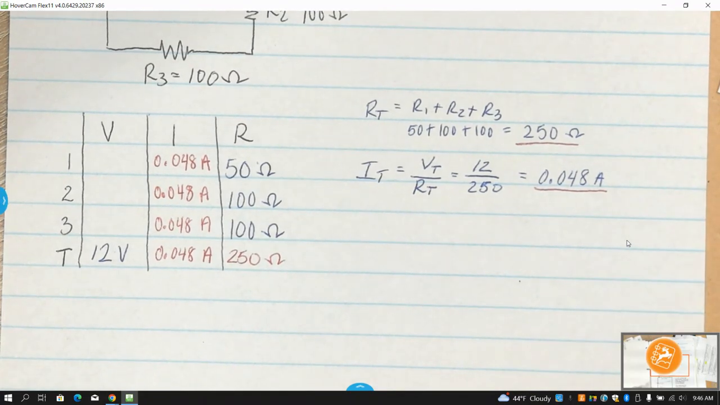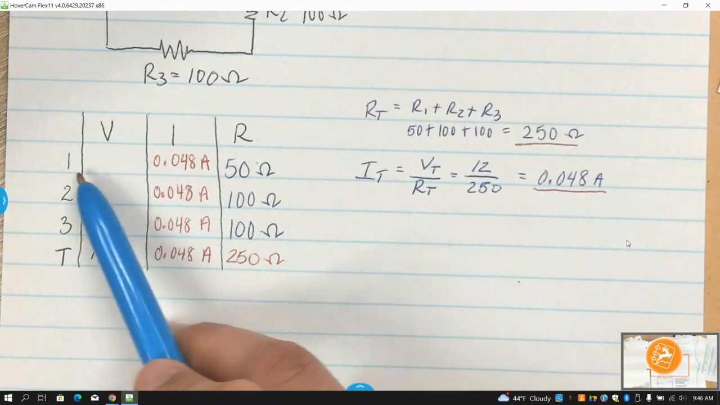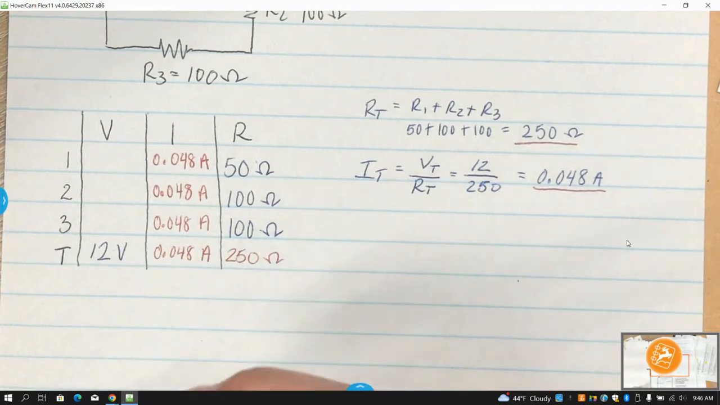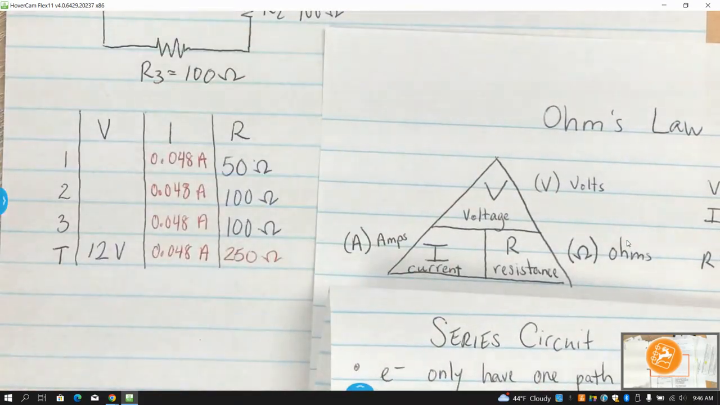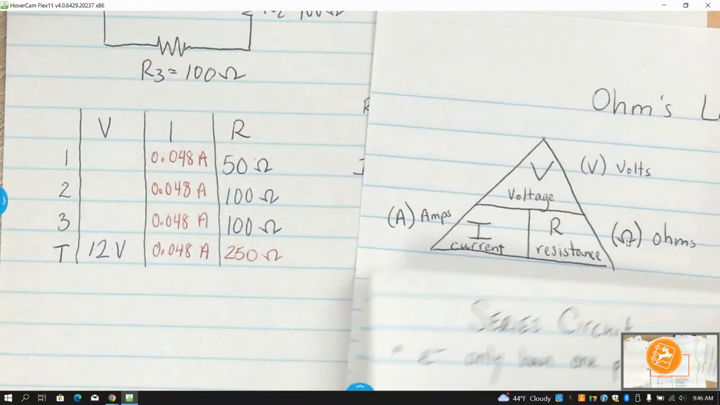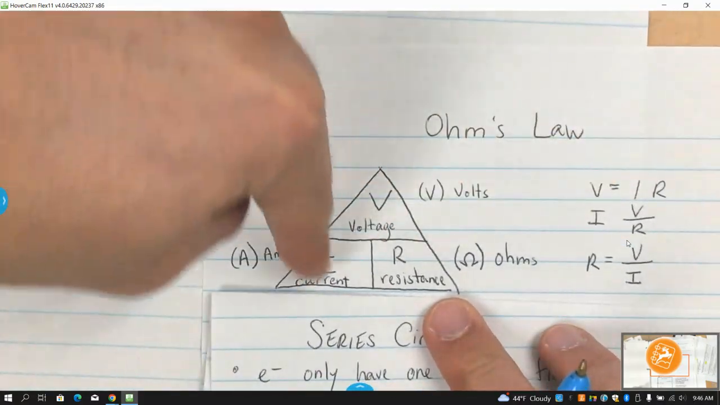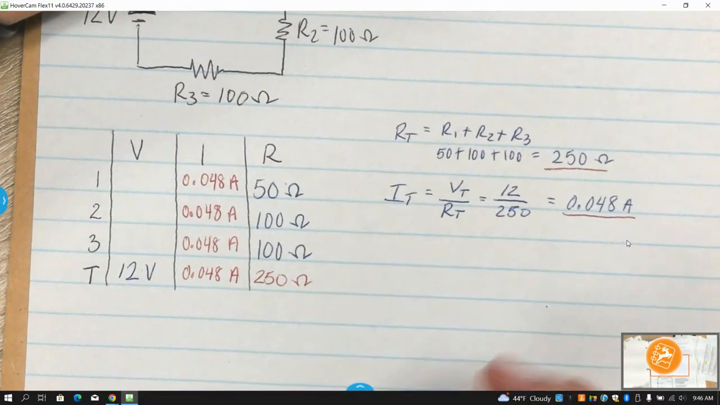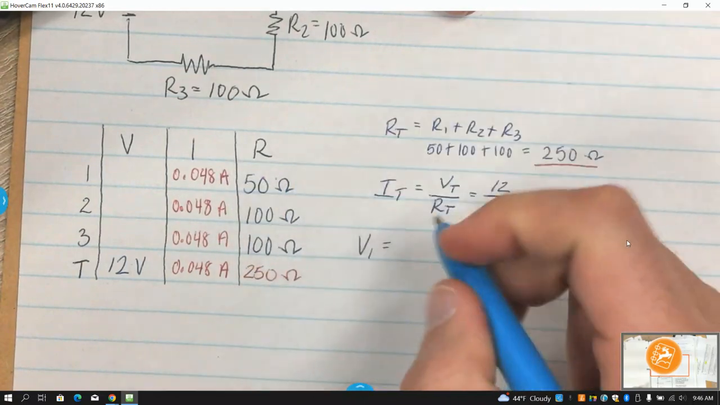Okay. And now that I have two of the three variables for 1, 2, and 3, now I can find V1, V2, and V3 by literally just using the triangle. So I will always be the same in a series circuit. Once you find I at one point, it's the same everywhere. So now that we have two of our three pieces, to find voltage, we're just doing I times R, but you have to make sure that you're using everybody that is in the same row, or otherwise it won't come out correctly.